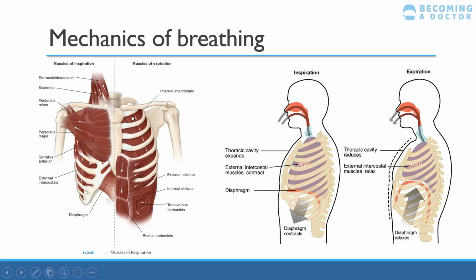You've got your intercostal muscles, which are the muscles in between your ribs. And these have 3 layers, the external intercostals, the internal and the innermost intercostals. And you've also got accessory muscles of inspiration. And these are things like your sternocleidomastoid, your scalene, pectoralis muscles, serratus anterior, and your abdominal muscles as well.